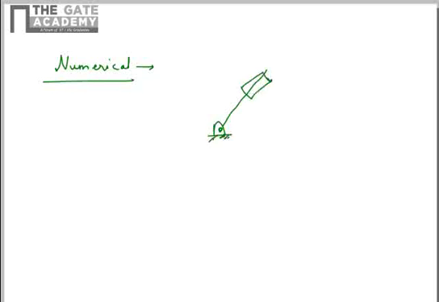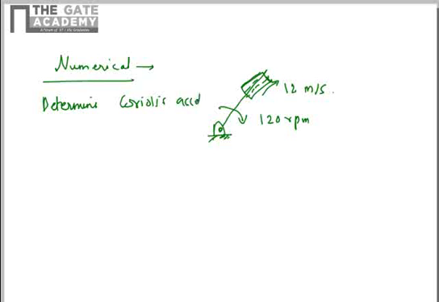So let's take a simple numerical on the subject of Coriolis acceleration. The problem given is there is a link and there is a block which slides on the link. So this is a sliding block. The angular velocity of the link is such that it rotates at 120 rpm, and the sliding velocity of the block is given as 12 meters per second. The question asked is to determine the Coriolis acceleration.